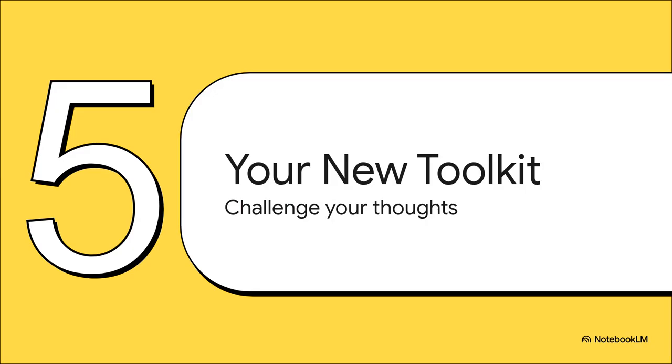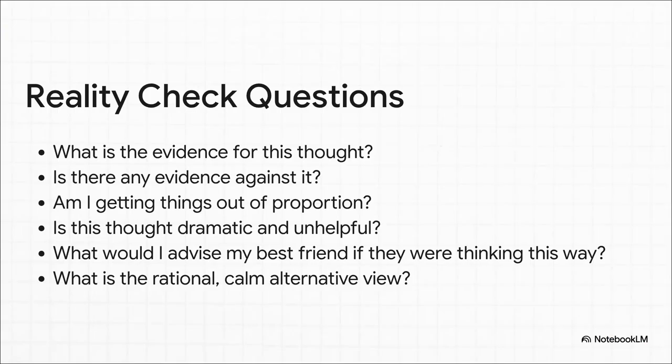Okay, this all sounds great in theory, right? But how do you actually do it in the moment? That's where this toolkit comes in. These are questions you can ask yourself to challenge that initial unhelpful B. Think of these as your go-to reality checks. Asking, what is the evidence for this thought, forces you to be a detective, not just a judge. My personal favorite is this one. What would I advise my best friend if they were thinking this way? We are so often much kinder and more rational with others than we are with ourselves. This question taps into that wisdom.